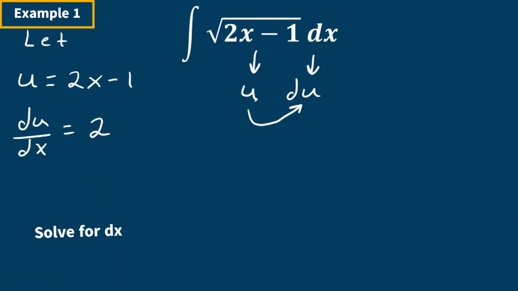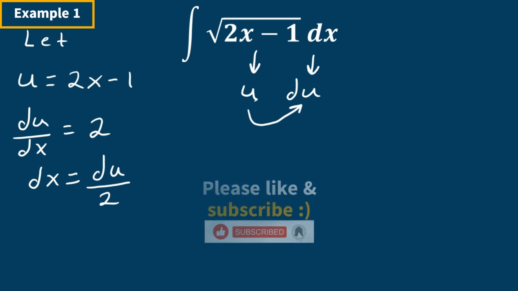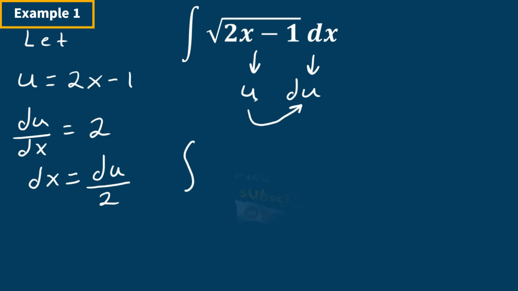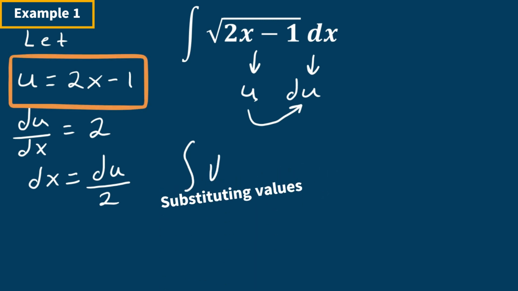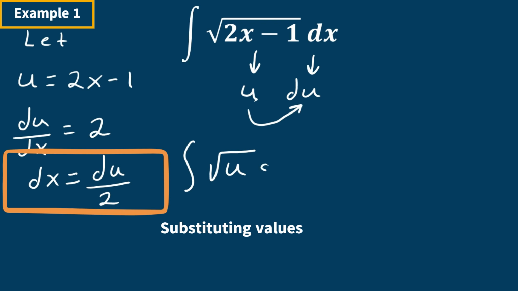From here, I want to solve for dx because I want to change that. So the way I do that is by just moving the dx over and then moving the 2 to the other side. What we'll have is dx is now equal to du over 2. Now what we can do is rewrite our integral. So we have the integral of radical u, since our inside function is now u. Then we'll have dx, which is now du over 2.